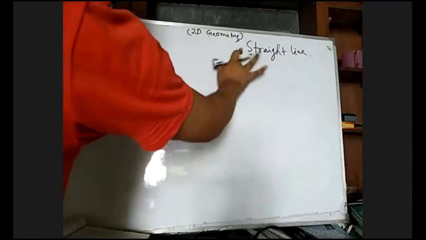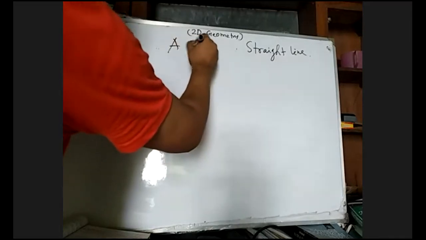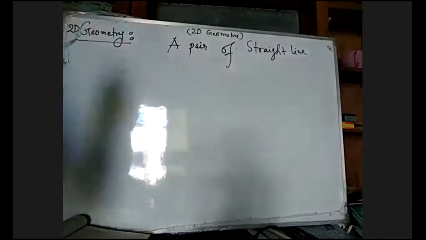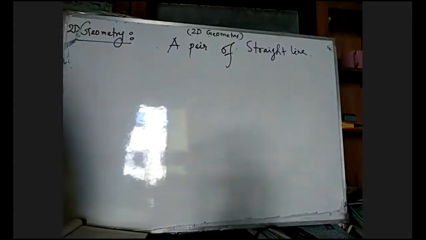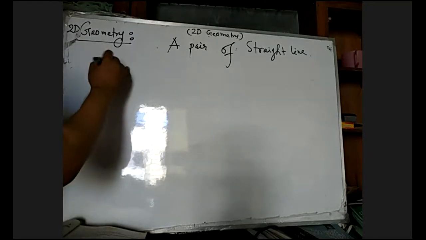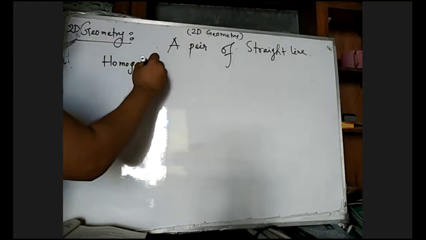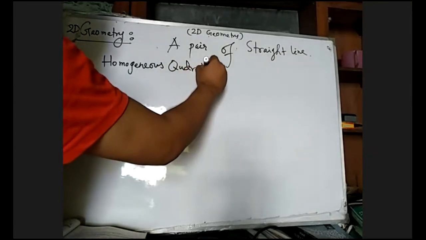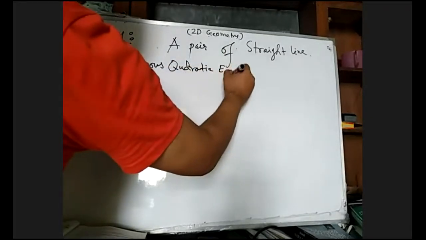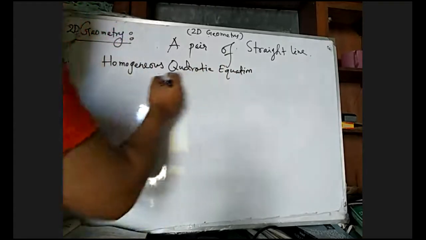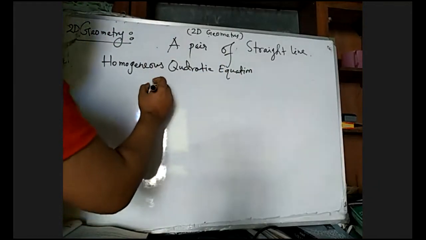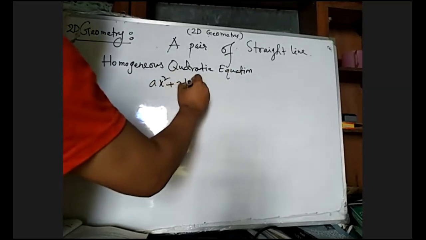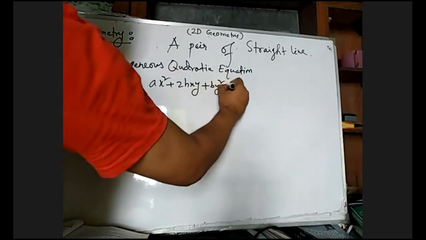A pair of straight lines. This is actually two-dimensional geometry and the standard form of second degree equation, homogeneous quadratic equation. First of all, write down everybody, homogeneous quadratic equation. Homogeneous quadratic equation, standard form: ax square plus 2hxy plus by square equals to 0.